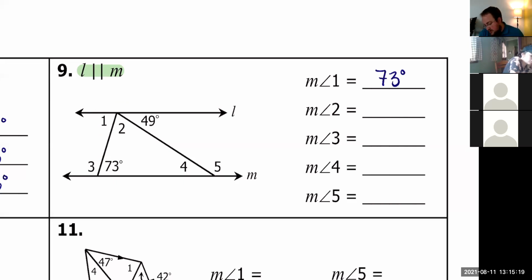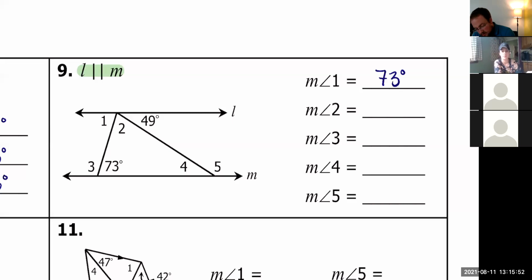Angle 2, well, I have a way I could do this, but I'm not even using triangles yet. Angle 2 is part of this really big linear pair. So I could actually subtract angle 1 and this 49 degrees from 180 and be left with angle 2. Now that one's a little bit hard to see, so I'm going to hold off on that one. I'll come back to angle 2.